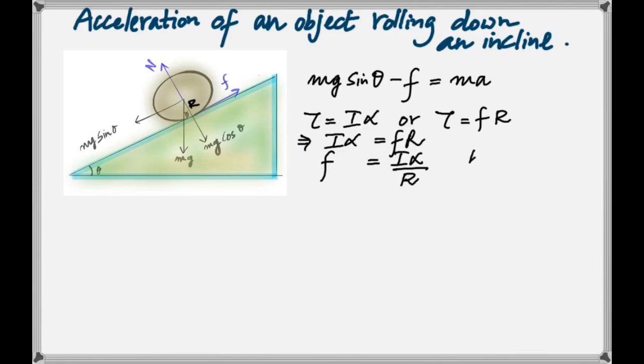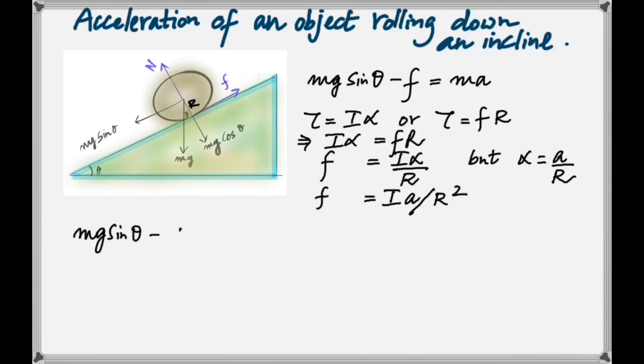But we know that angular acceleration alpha is linear acceleration a divided by the radius. So now we can substitute that in place of alpha and then get f equal to I a by r squared, because there are two r's there. Now substituting this back into this equation, we have mg sine theta minus I a by r squared is equal to ma. So there are two terms with acceleration.